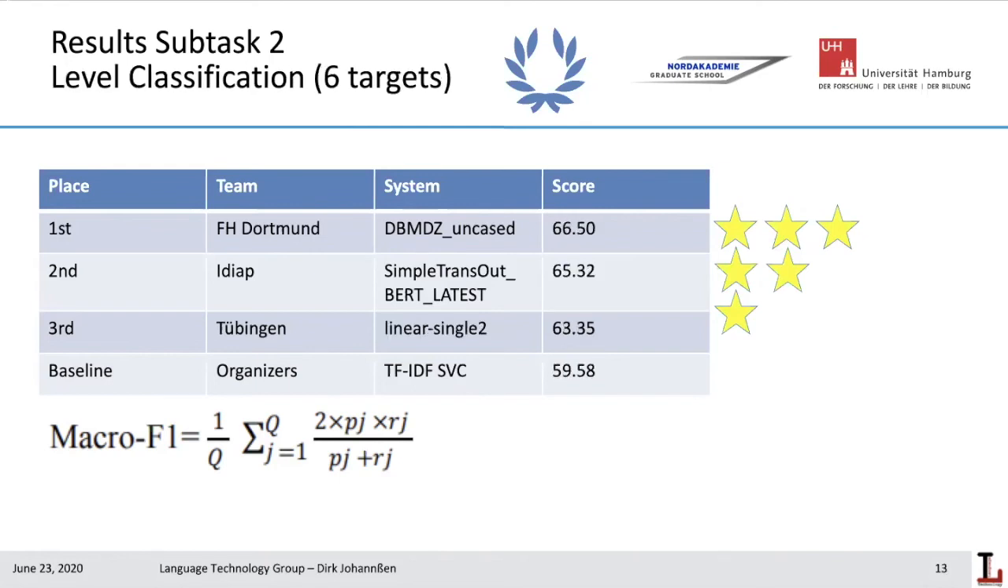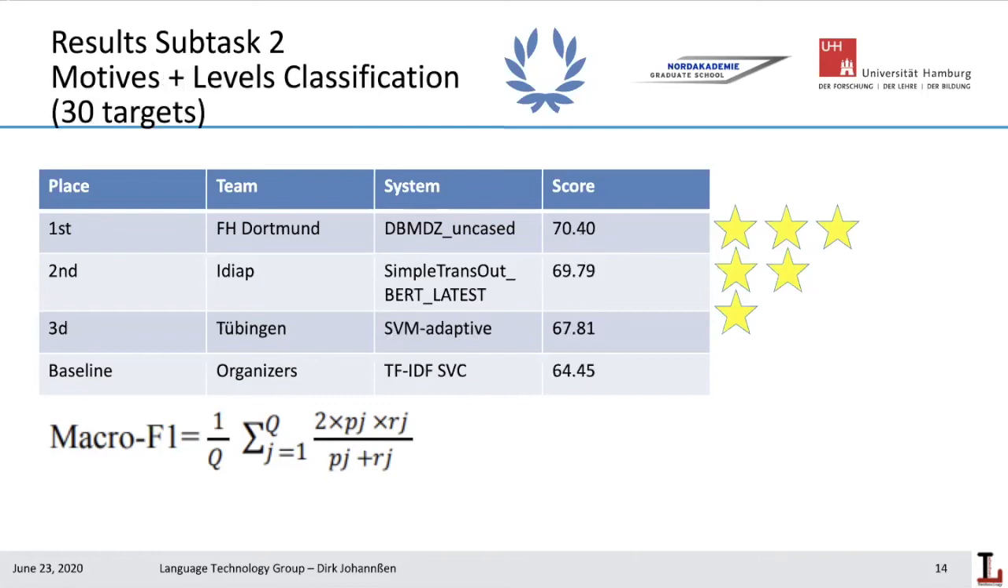The baseline for the levels only approach is about 60%. The rest is quite similar to the motives only goal. Tübingen scored 63% with their linear approach. The second place was achieved by Team IDIAB with a score of 65. And the highest score came from the Team FH Dortmund with a score of 66.5.